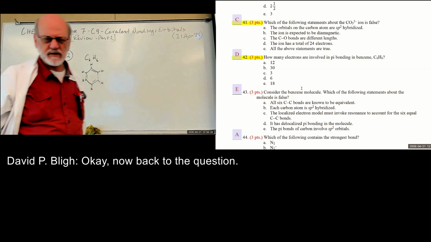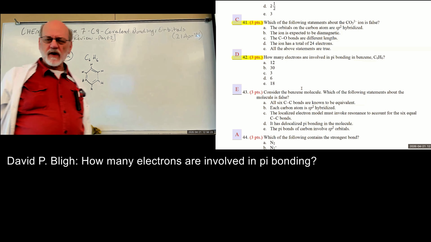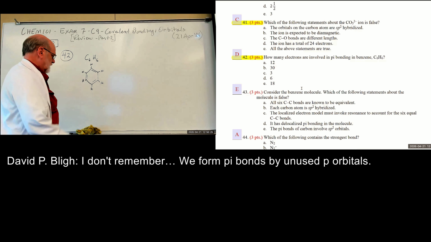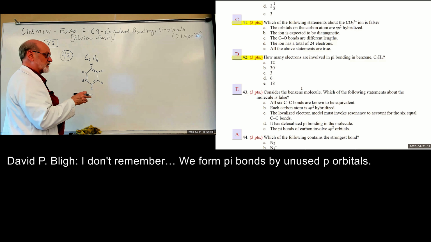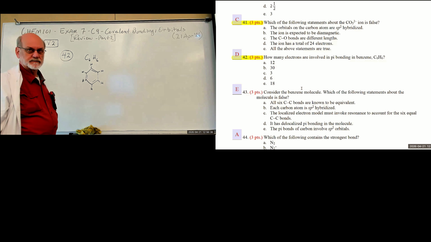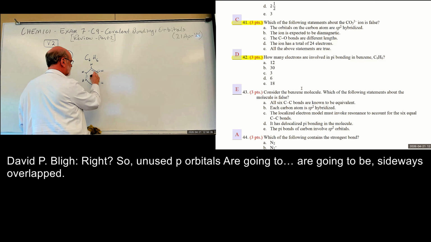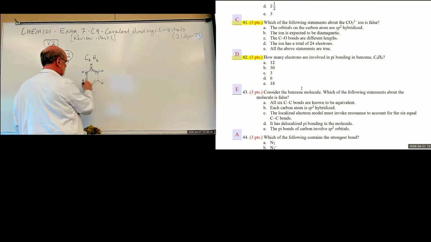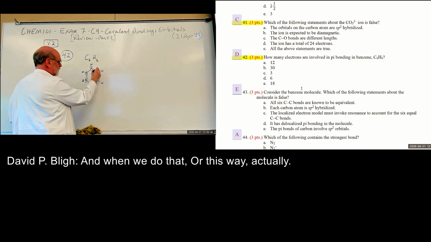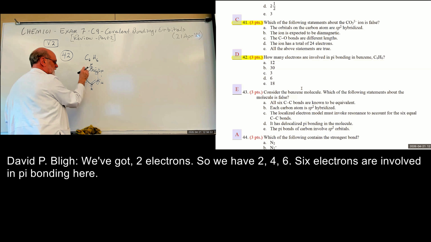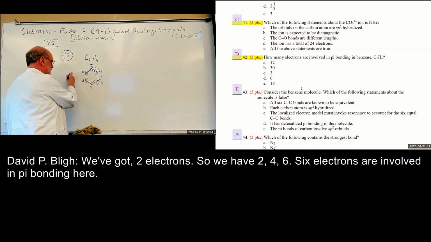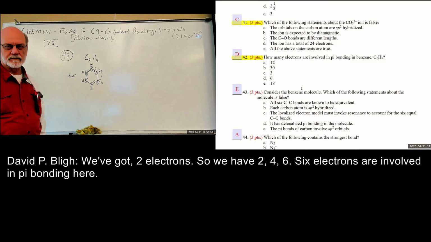Okay, now back to the question. How many electrons are involved in pi bonding? Remember, we form pi bonds by unused p orbitals. So unused p orbitals are going to be sideways overlapped with each one of these. And when we do that, we've got 2 electrons. So we have 2, 4, 6. 6 electrons are involved in pi bonding here.